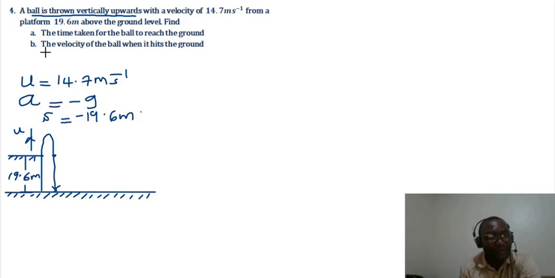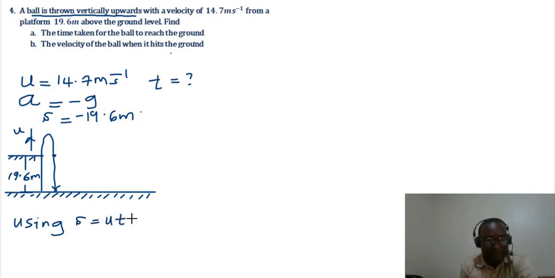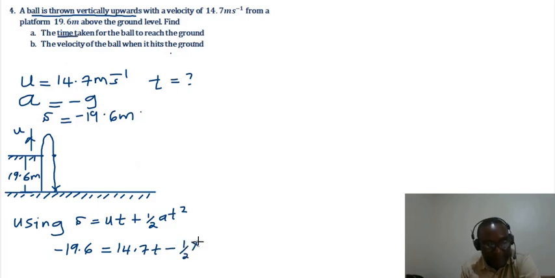Alright, so we need to find the time taken for the ball to reach the ground. t is what we need. So given the data that we have, we are going to use that displacement is equal to ut plus half at squared. So substituting in, we have negative 19.6 being equal to u, which is 14.7, t, because we need to find the time, minus half times g. g is now going to be 9.8 t squared. So this is forming a quadratic equation.